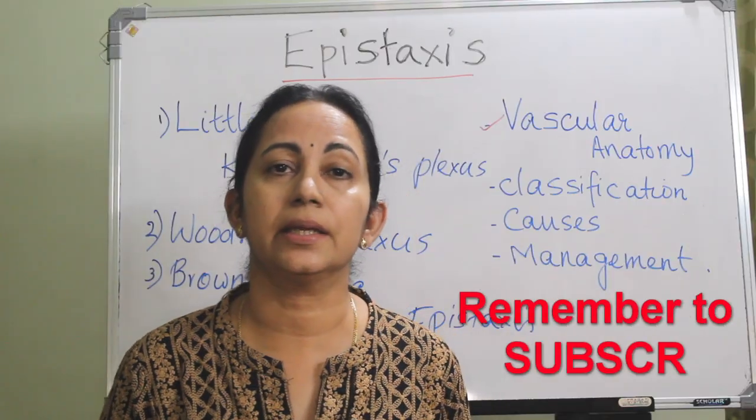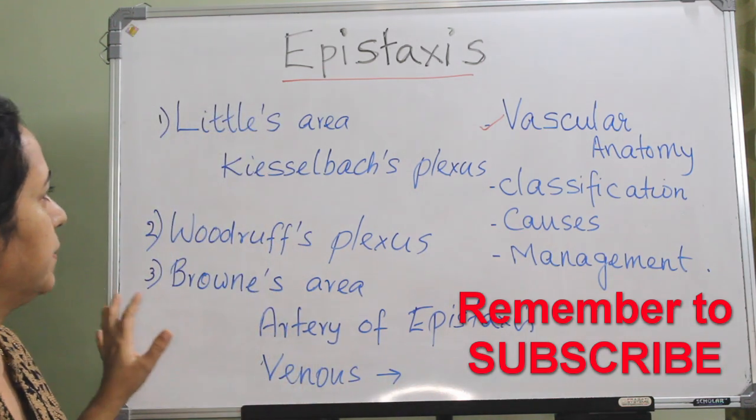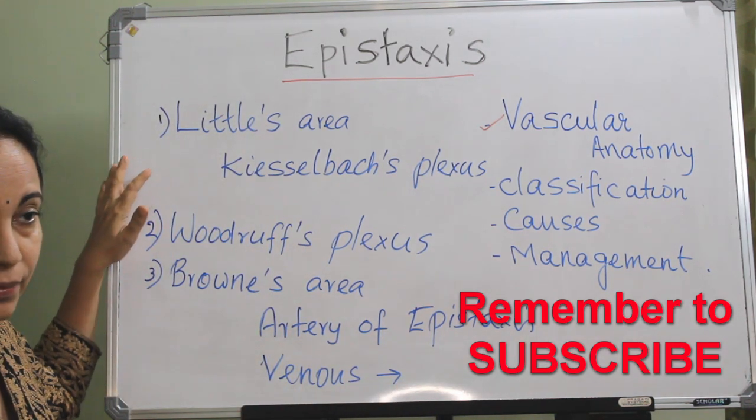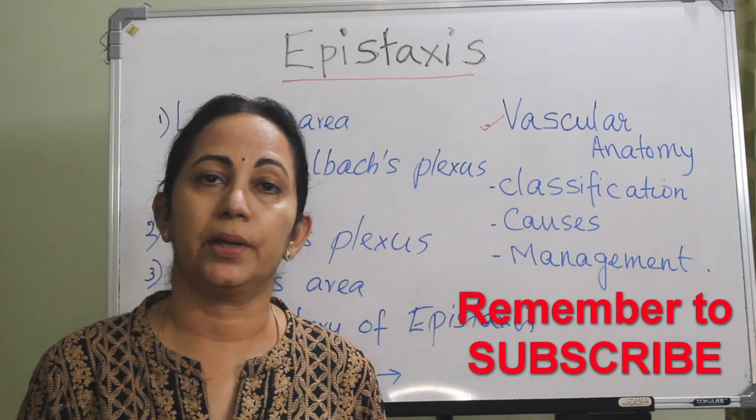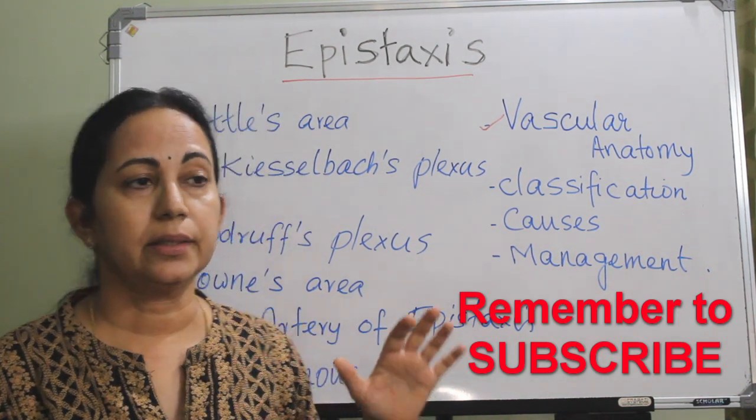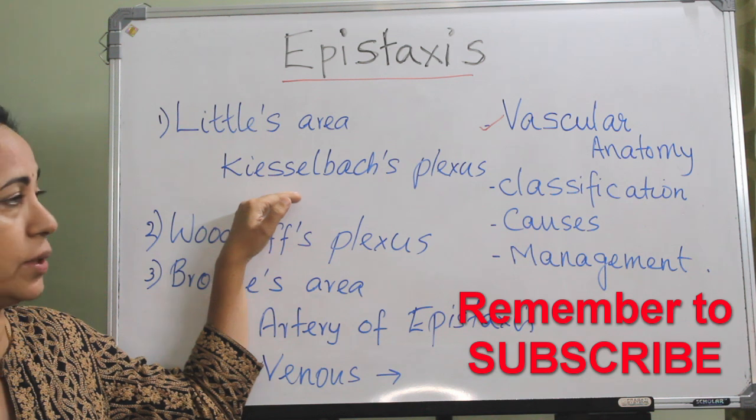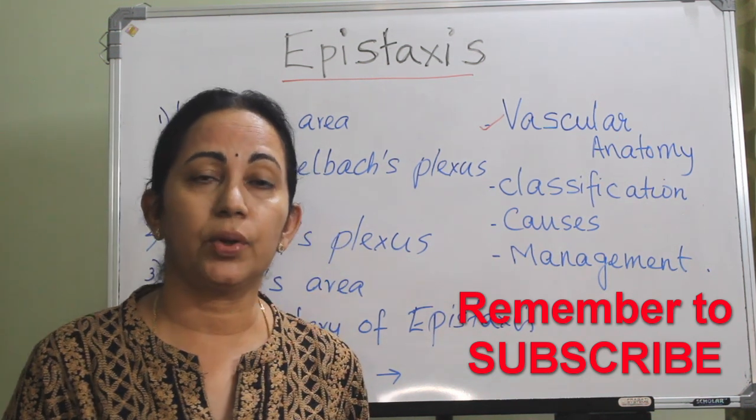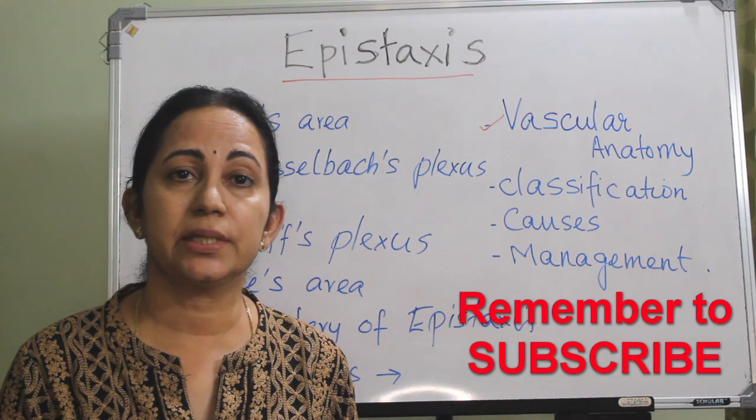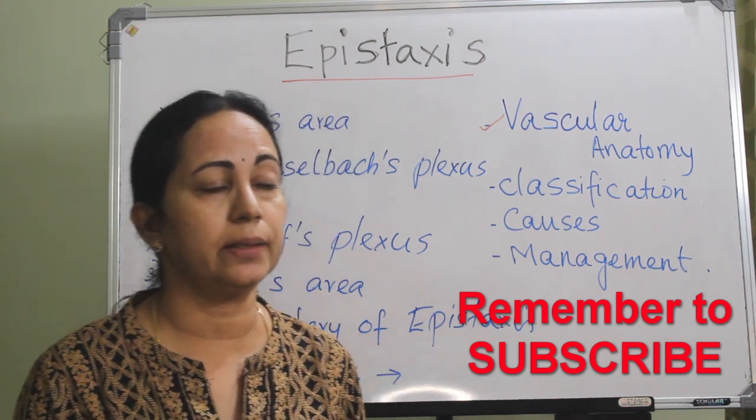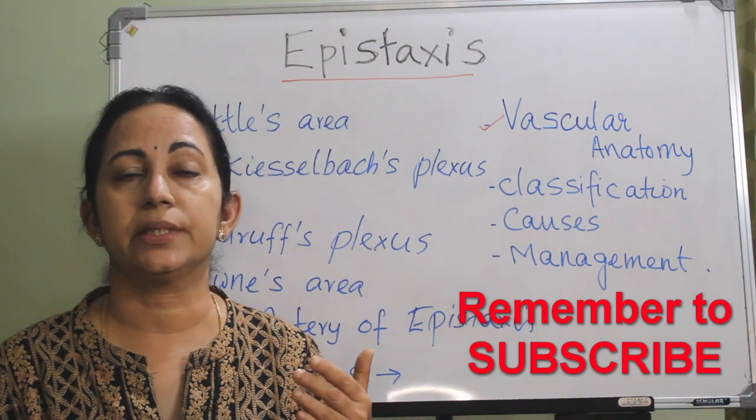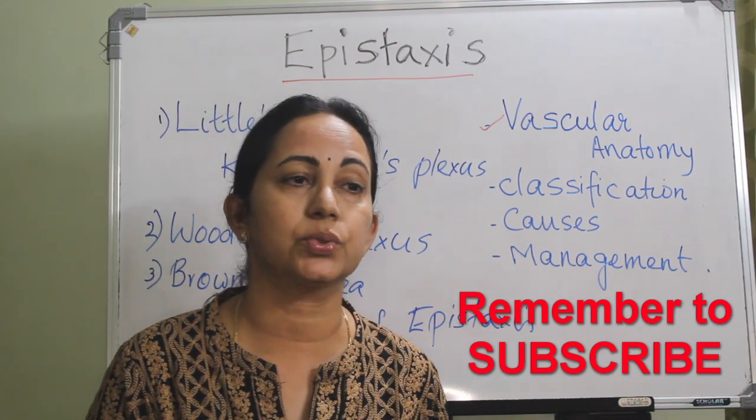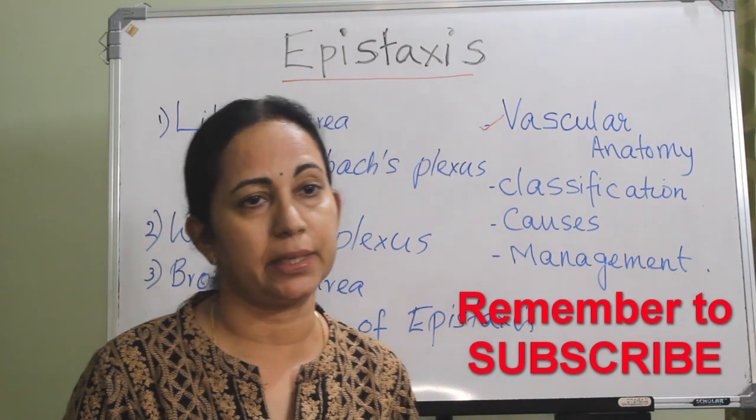There are some key clinical areas in the nose, which are mainly Little's area. Little's area is situated on the antero-inferior part of the nasal septum, and the arterial anastomosis there is called Kiesselbach's plexus, which is formed mainly by the anterior ethmoid artery, then the posterior septal branch of the sphenopalatine artery, and from below, the nasal branch of the superior labial artery and also the nasal branch of the greater palatine artery.